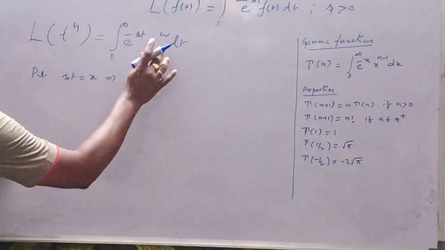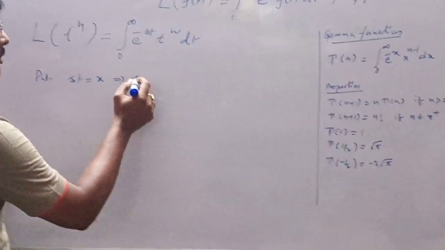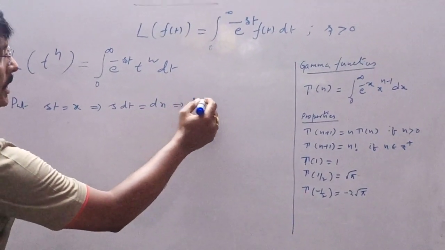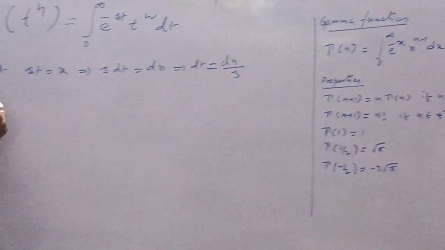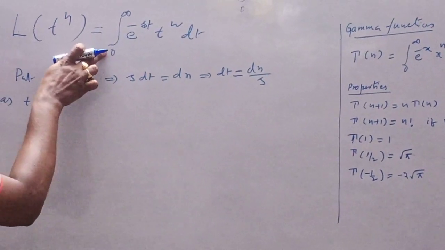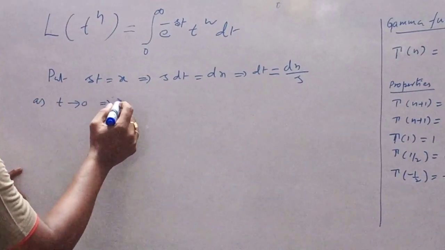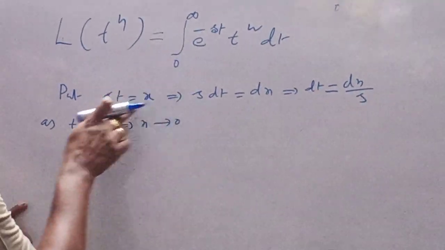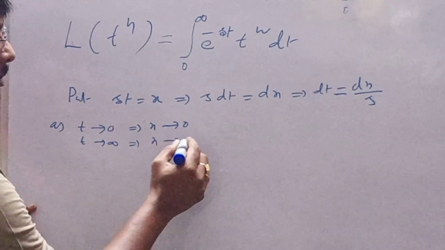Here we require dt. So s times dt equals dx, so dt equals dx by s. Also, we change the boundary values. As t tends to 0, x tends to 0. Next, as t tends to infinity, x also tends to infinity.